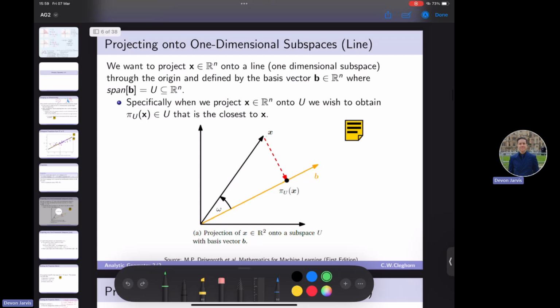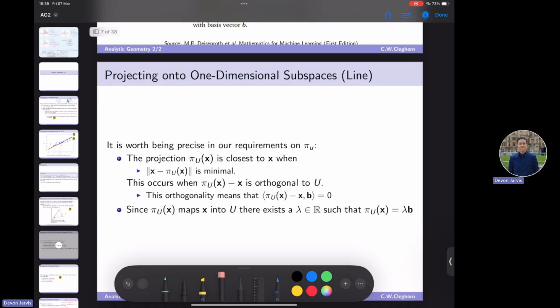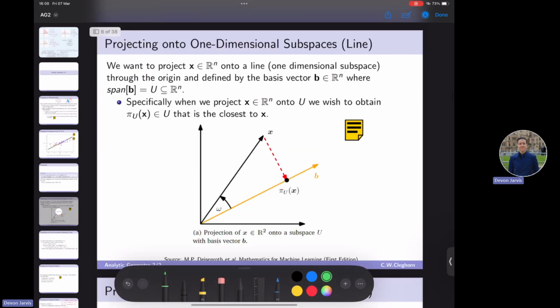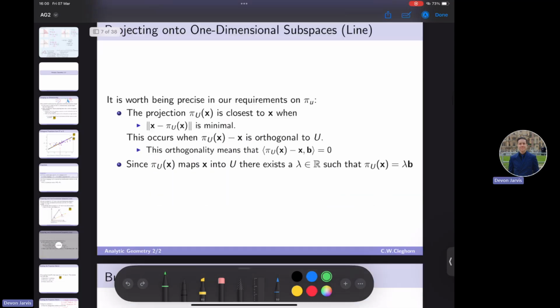So what we really want to do is cover this bit here. This is that norm of X minus pi U of X, the red dashed line. That's what we want to minimize. And so this occurs when that difference is orthogonal to U. So again, it occurs when the red vector is orthogonal to the basis vector.